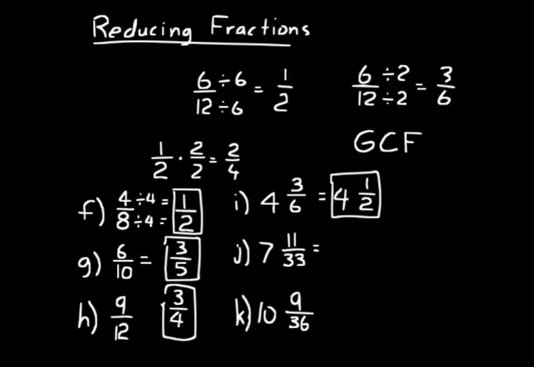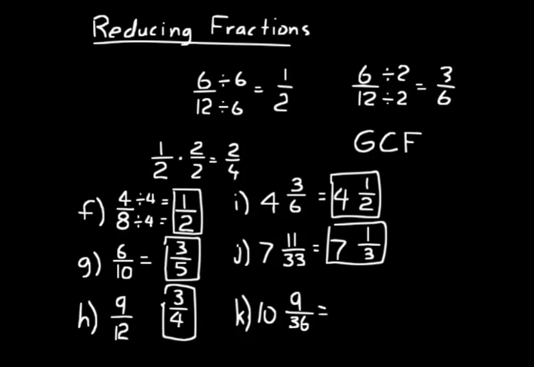Now 11/33, write down the whole number, 7 and 11/33. We need to reduce the 11/33. We see that the greatest common factor would be an 11, so 11 divided by 11 is just 1. 33 divided by 11 is 3. 7 and 1/3. That's as much as we can reduce that. Make sure, just think to yourself, does that answer make sense? 11/33 and 1/3. And you can always multiply the top and the bottom by 11 to make sure you did it right and get back to 11/33.